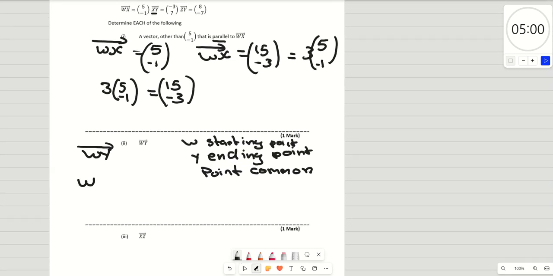So your starting point is W, right? The point in common is X, so WX plus XY would give you WY, right? You have to make sure that the letters that are closest to your plus sign are the same. So you see the X's are the same, so WX plus XY. W here is your starting point, Y is your ending point, and X is your point in common.